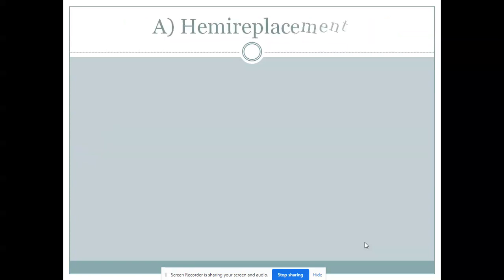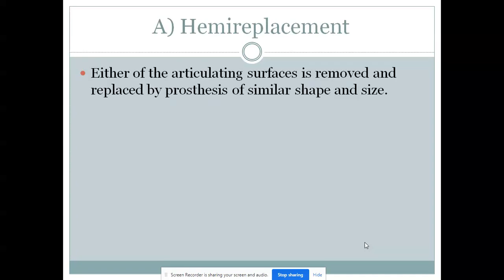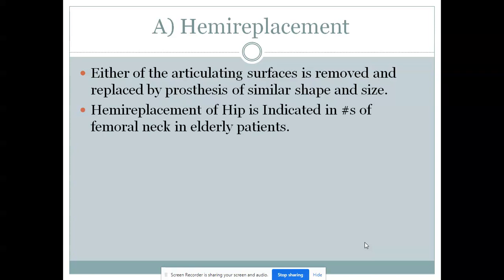Hemi replacement is where only one side of the articular surfaces is replaced. That is, either articulating surface, be it your femur or your acetabulum, is removed and replaced by a prosthesis of similar shape and size. Hemi replacement of the hip is usually indicated in fractures of the femoral neck in elderly patients. Now we know hip arthroplasty consists of two types, hemi replacement and THR, that is total hip replacement. In hemi replacement also there are two types.